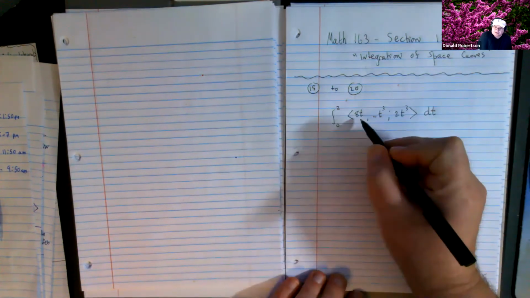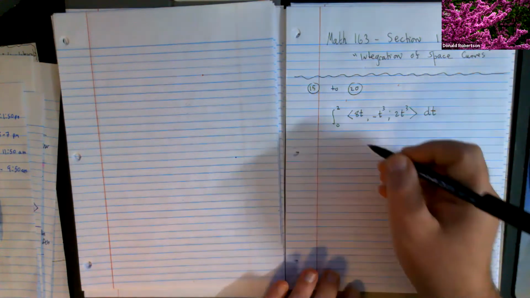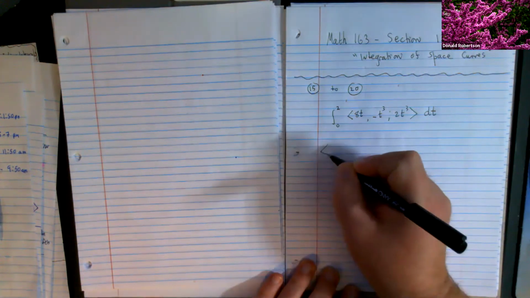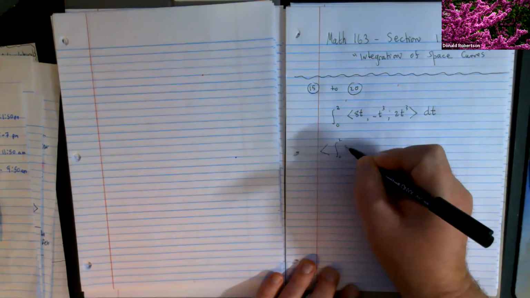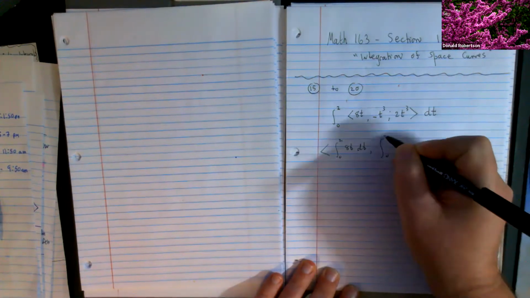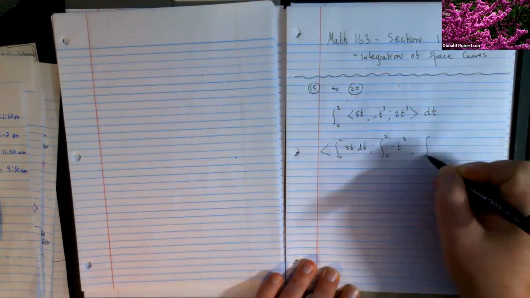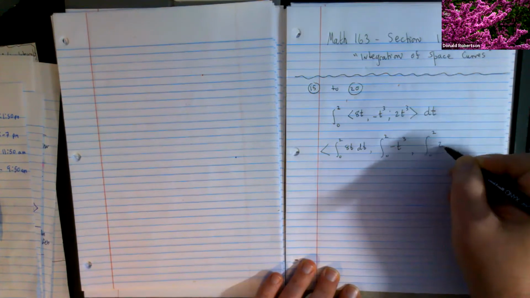If you want to integrate a space curve, don't you just integrate each piece separately and you get a single answer? But when you integrate a space curve, isn't the answer a vector? Right, it's not 42. So in this case, you would do the integral from 0 to 2 of 8t, the integral from 0 to 2 of negative t cubed, and the integral from 0 to 2 of 2t cubed.